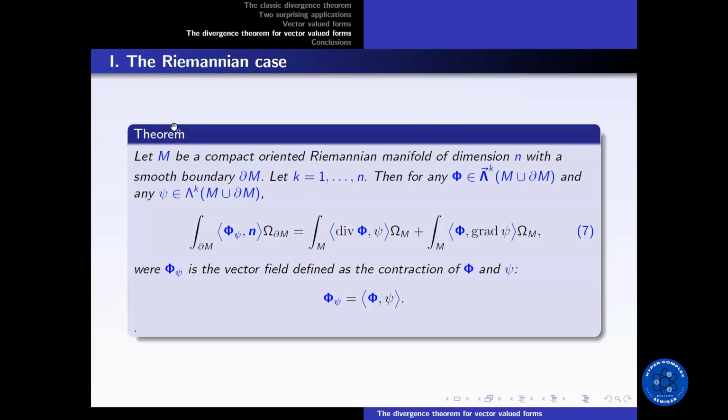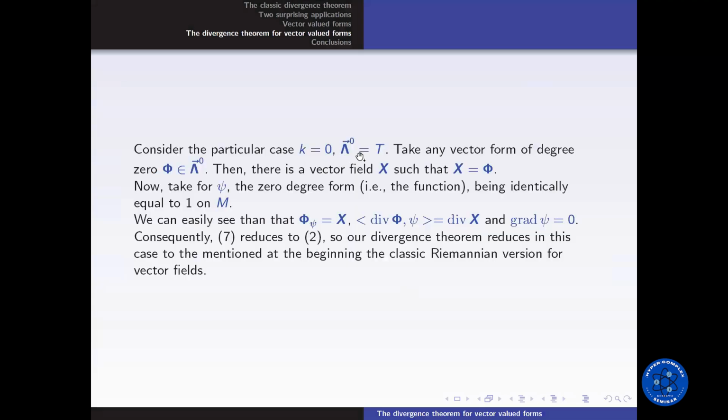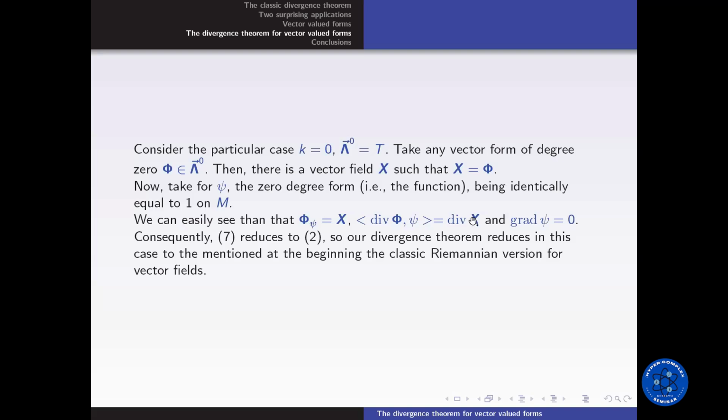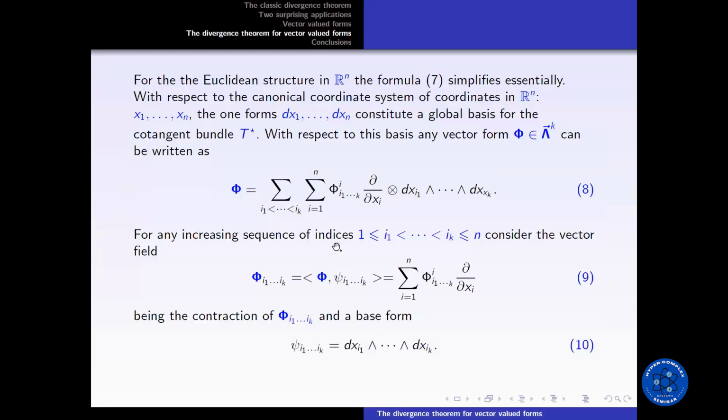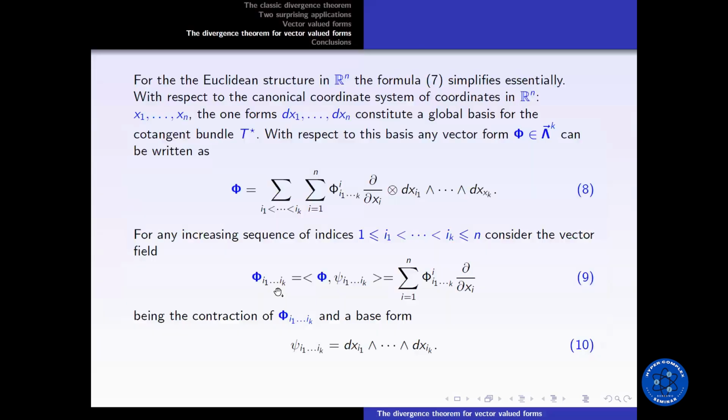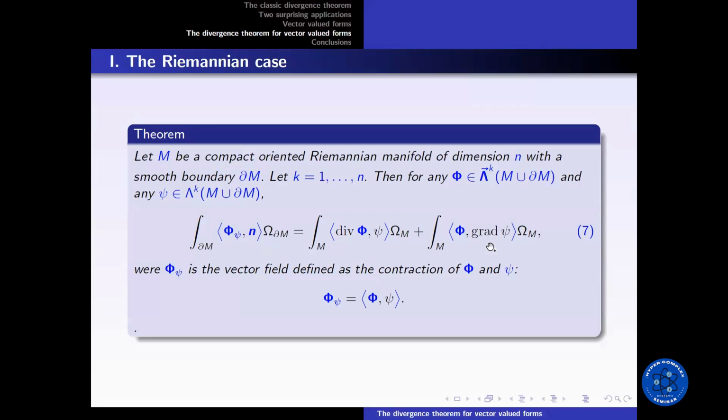Now, take the theorem and consider the particular case k equals 0. So our vector form phi will be simply a vector field. Take the test form psi identically equal to 1. Then from this formula, the form under the integral here is x, and the other is the divergence of x. So in our case, formula 7 reduces to the usual divergence theorem in its classic version.